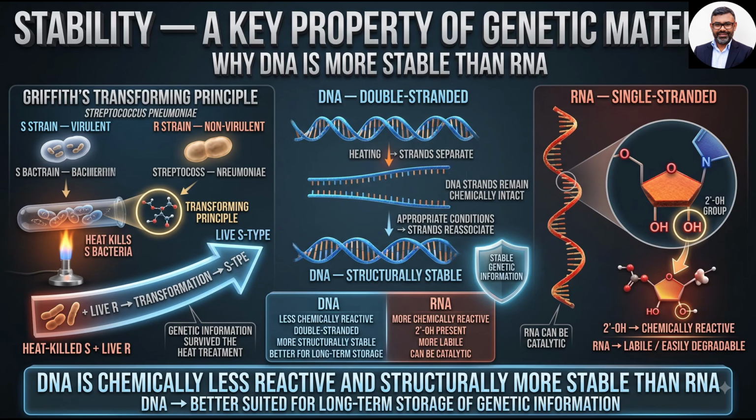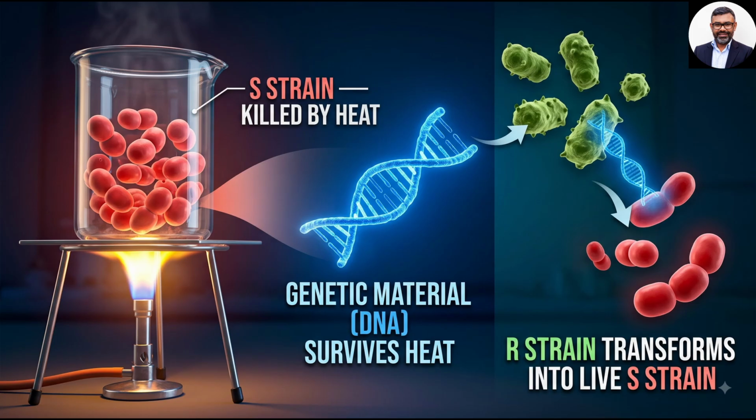One of the most important qualities of genetic material is stability. And interestingly, we got an early clue about this from Griffith's transforming principle. In Griffith's experiment, the disease-causing S strain bacteria were killed by heat. But when these heat-killed S bacteria were mixed with living R strain bacteria, the R strain bacteria were transformed into living S-type bacteria. This told scientists something very important. Even though heat killed the bacteria, some substance carrying genetic information had survived the heat treatment. That substance was later identified as DNA.